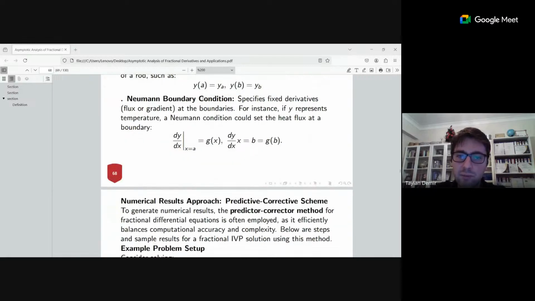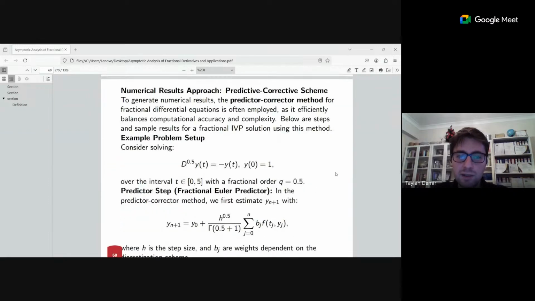A Neumann boundary condition specifies fixed derivatives, flux or gradient at the boundaries. For example, if y represents temperature, a Neumann condition could set the heat flux at the boundary according to this. And this is another numerical results example, the predictor-corrector scheme.